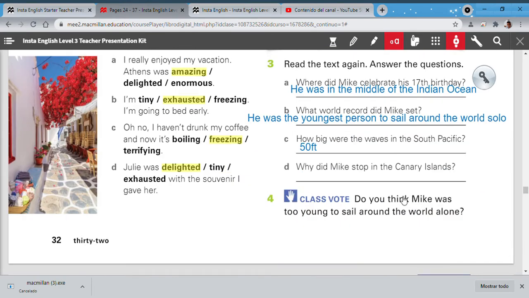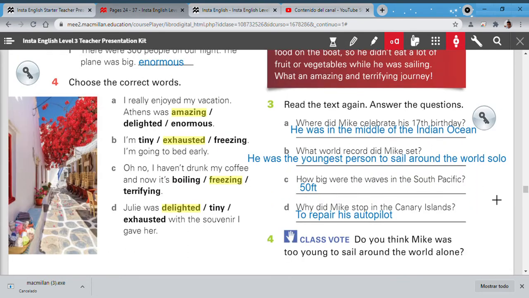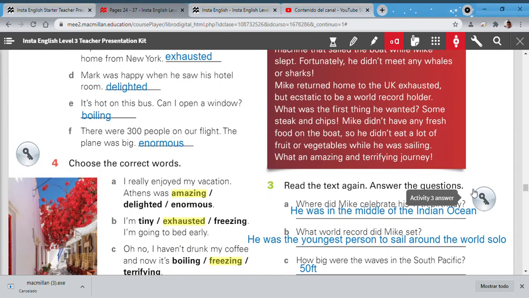Let's continue. Why did Mike stop in the Canary Islands? Because he need to repair his autopilot. No, exactly. To repair his auto what? Autopilot. Excellent. Now let's see. Here are the answers. Okay, class? Okay.